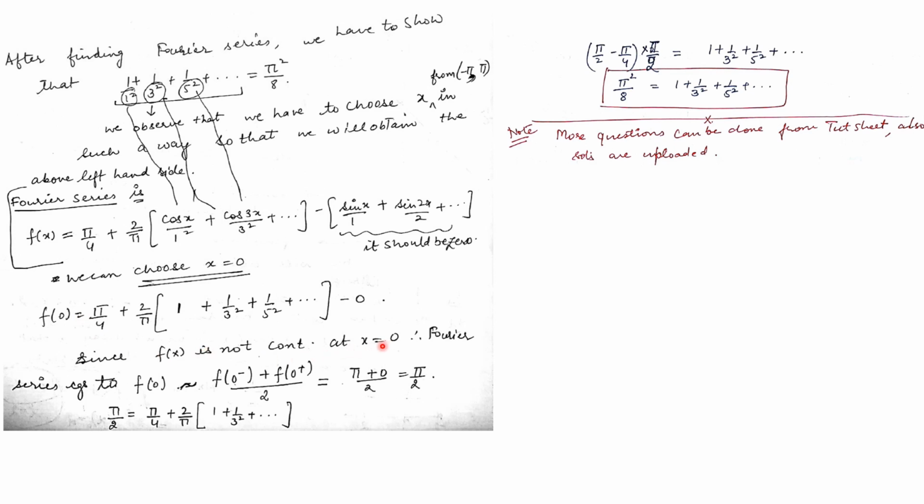Now since our function is not continuous at 0, we will take the value of f of 0 to be the mean of the left limit at 0 and the right limit at 0. Substitute the value over here, simplify this, we will get this. Okay, more questions can be done from the tute sheet.